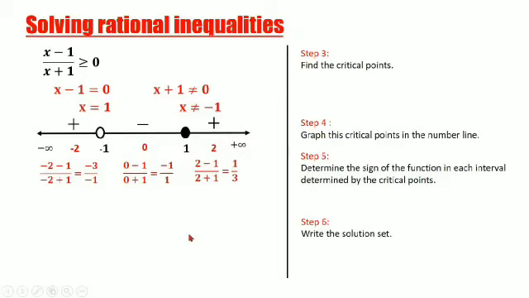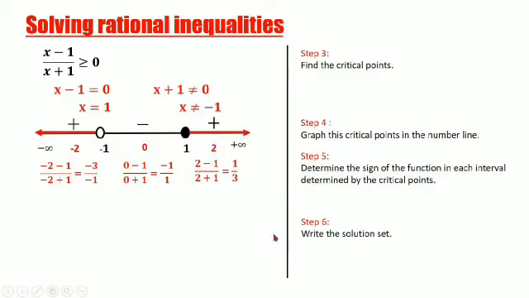Now, next step is to write the solution. To choose a solution, go back to our indicator here, the sign. It says that this one should be greater than or equal to 0. And numbers that are greater than or equal to 0 are positive numbers. So we can say that all of these in here are our solution.